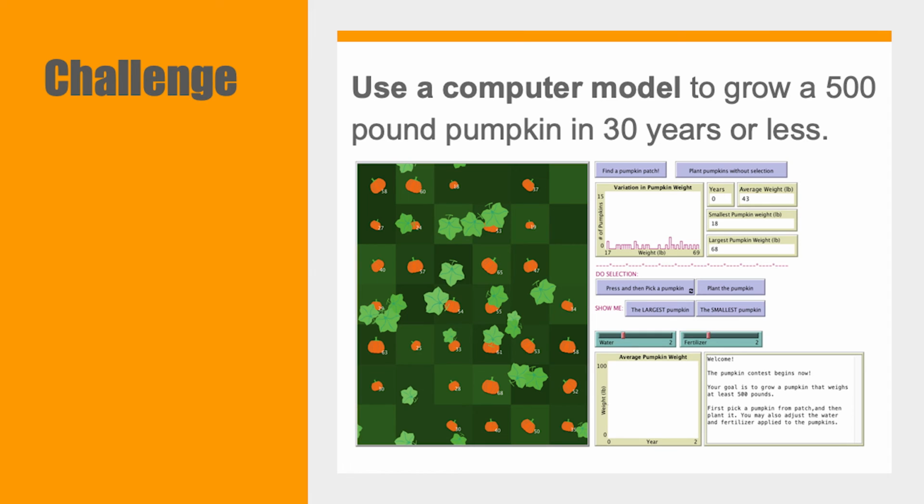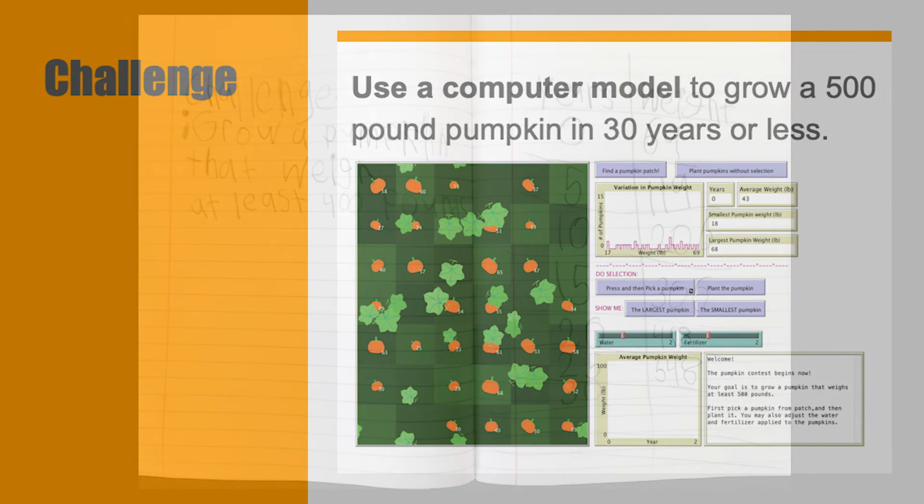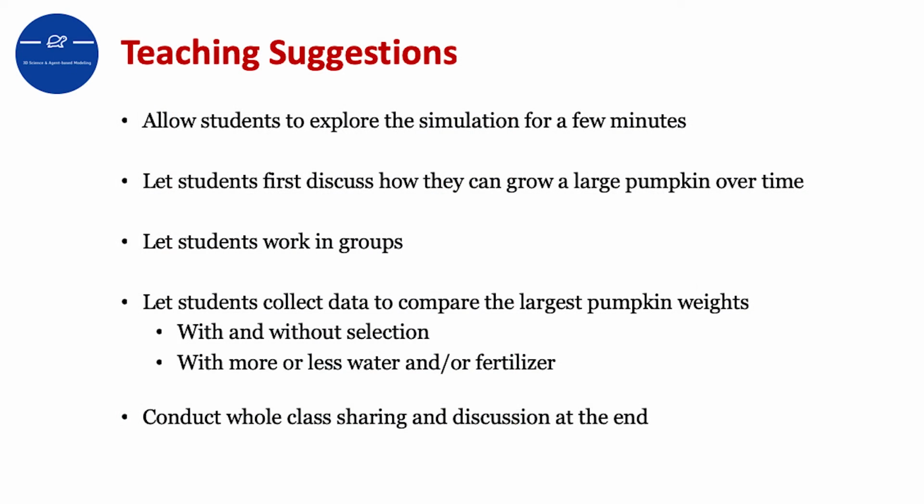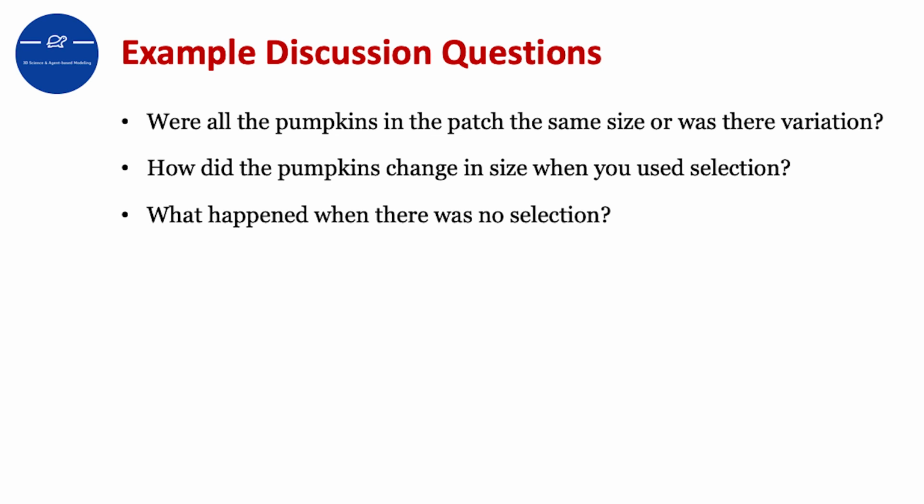When we tried this activity with elementary students, at the end, they had a challenge. Grow a 500 pounds pumpkin in 30 years. They have to decide how to select the pumpkin and at what level they should use the water and the fertilizer. It was so much fun. Here are some teaching suggestions and possible discussion questions that help students to use this model.